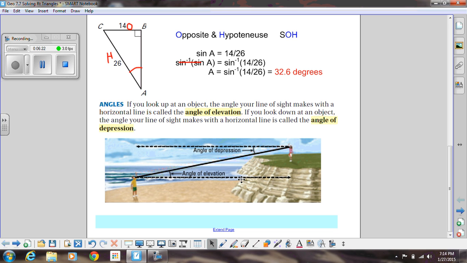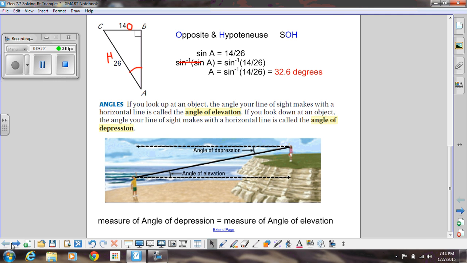All right, so the other thing I need you to recognize is that these make that Z shape. These are alternate interior angles. And what do we know about alternate interior angles? Yeah, they're equal to each other. So anytime you see an angle of depression, it's going to be the same measure as the angle of elevation. So if this was 20 degrees right here, that was also 20 degrees. So if he has to look up 20 degrees to see his friend, she has to also look 20 degrees down to see him down there.